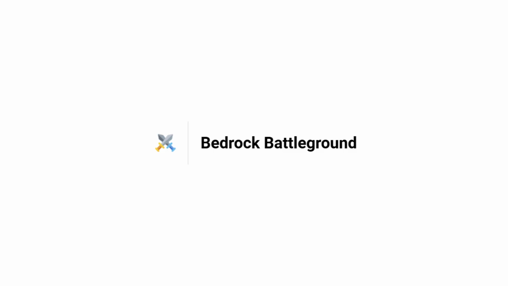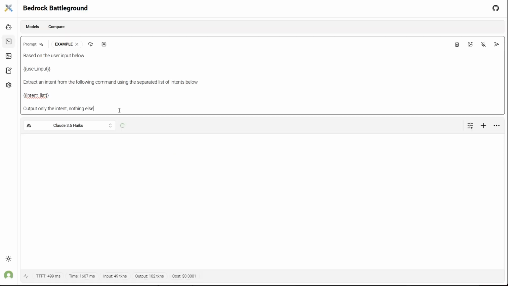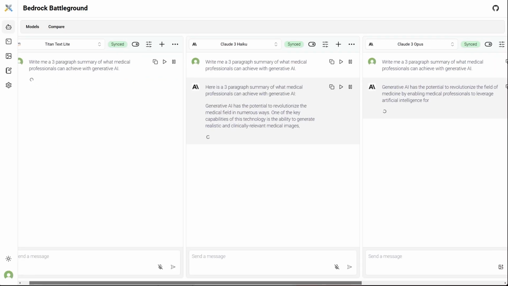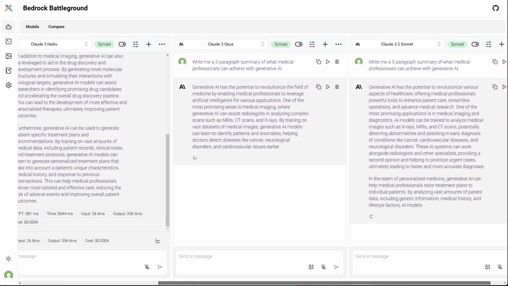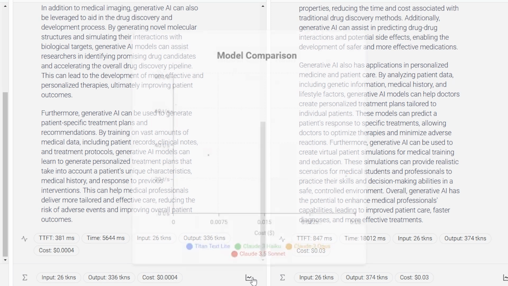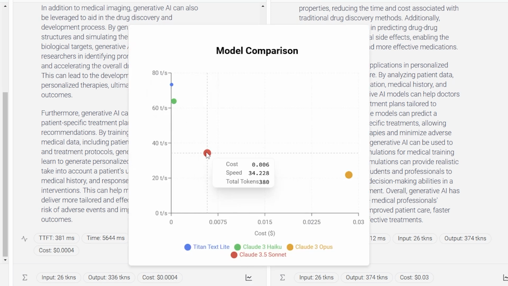presents us with. We created Bedrock Battleground to help us rapidly iterate in partnership with our customers on prompts in the pre-sales process. We've used this tool across hundreds of customers and calls to help us quickly experiment with multiple models and uncover their trade-offs. We've included helpful visualizations as well, so customers can quickly understand those trade-offs.